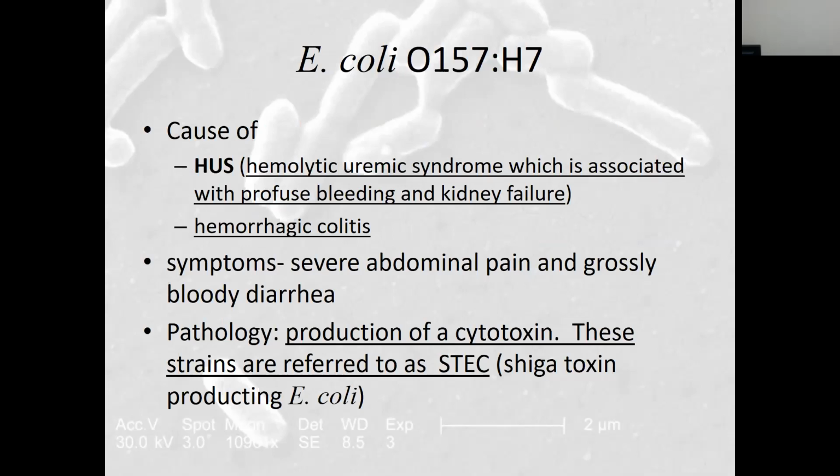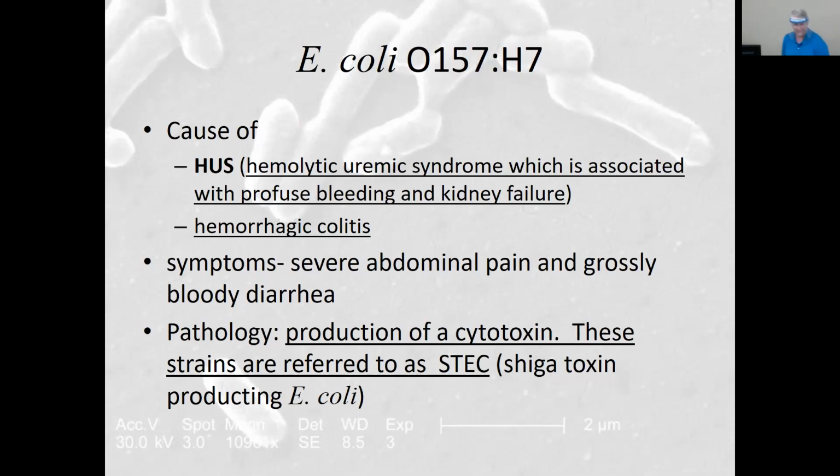The nurses will do this. They will take it. They will screen it for blood. They will say we have blood in the stool. Doctor wants a stool culture. The doctor wants to look for these pathogens and see if that's what's causing the diarrhea. Severe abdominal pain and grossly bloody diarrhea. There is a cytotoxin that's produced, and these strains are referred to as STEC, S-T-E-C, Shiga toxin producing E. coli.